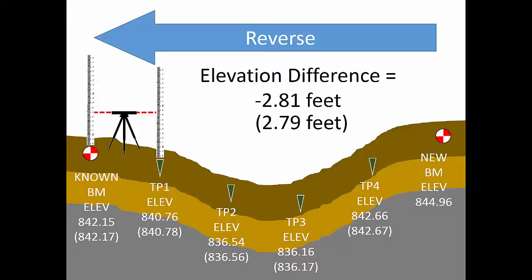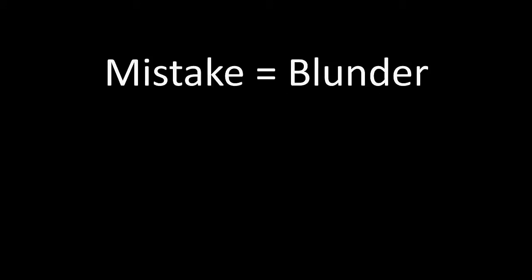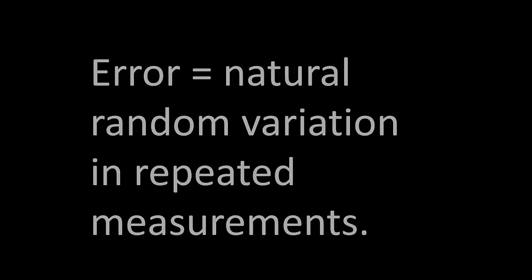Now, why don't these two values match exactly? Because there is error in every measurement. As it applies to measurement, the term error does not mean mistake. A mistake really is a blunder. For instance, simply misreading the level rod is a blunder. However, the term error describes the natural random variation in repeated measurement results.